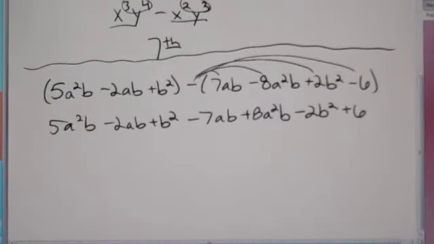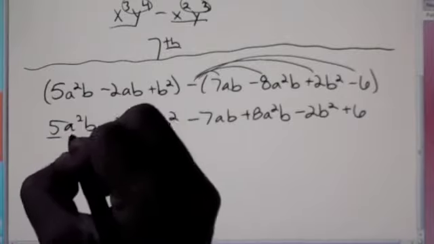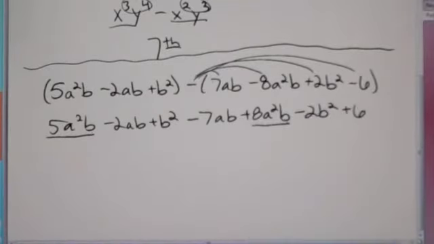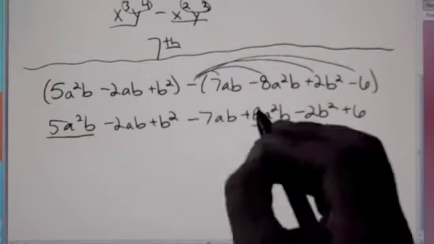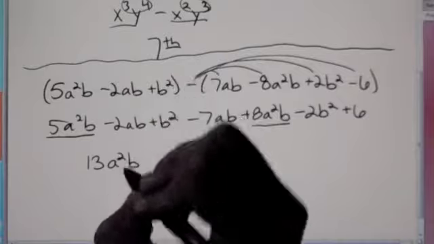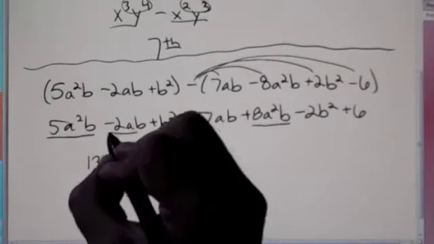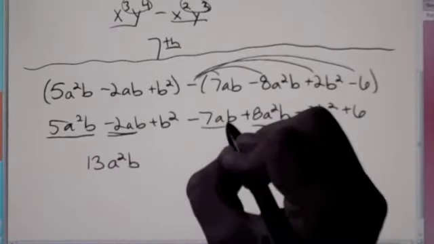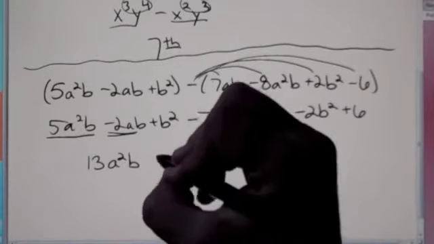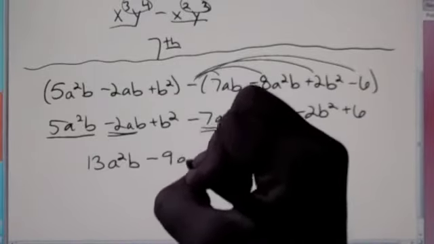So now what we do is we can only combine things that have the same exact variables with the same exact exponents. So here I see an a squared b and here an a squared b. So I can add those. 5 plus 8 is 13 a squared b. I see ab both to the first power, ab both to the first power. Negative 2 minus 7 is negative 9 ab.